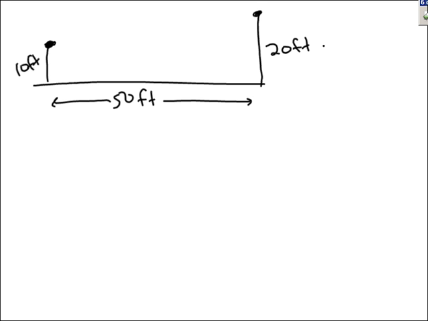So you want to run a telephone wire from the top of one pole to the top of the other pole. But you have to touch the ground. You have to ground out the wire. So you have to touch the ground. That is, you go like this. Now, the easiest way of doing this problem is to do it as follows.